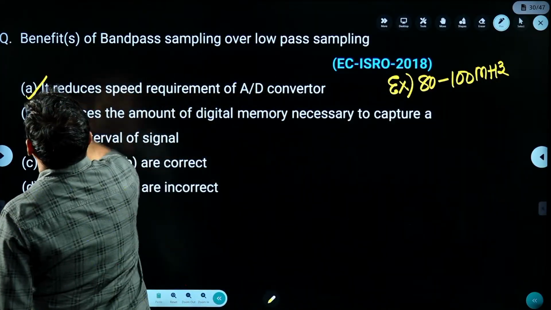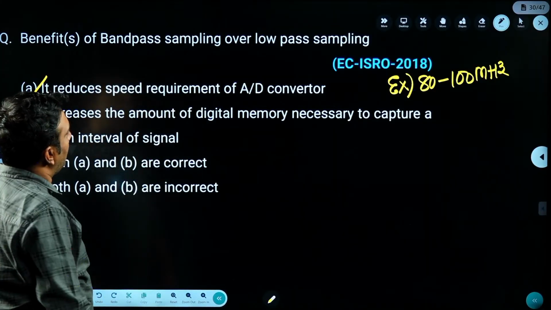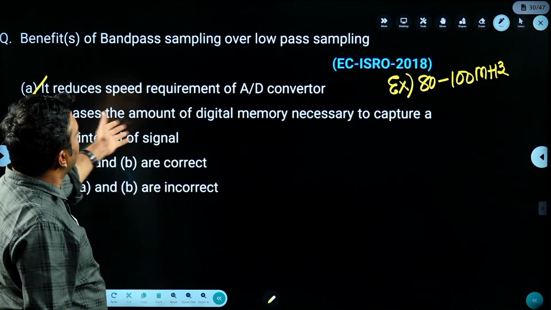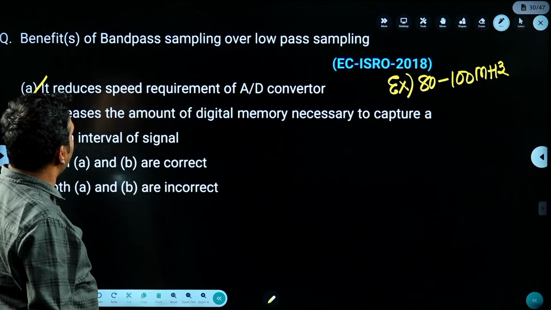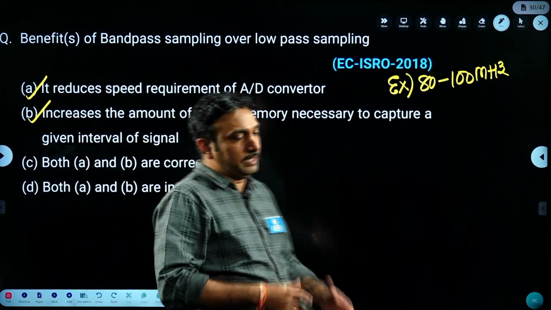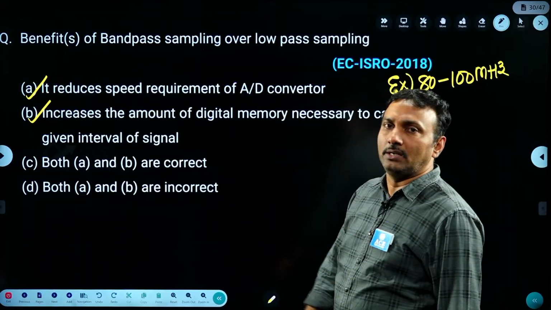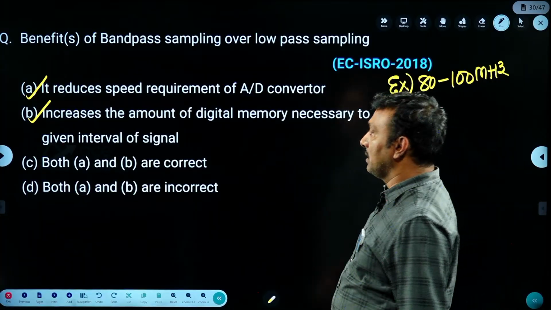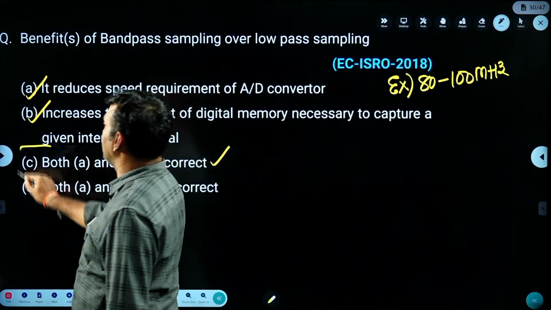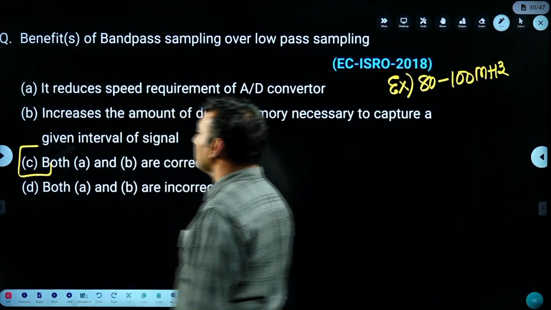So both the statements are true here. It reduces the speed requirement of the A to D converter because it is reducing the sampling rate. It increases the amount of digital memory necessary to capture a given interval of signal. You are not picking the entire signal, you want to pick a certain portion. So it increases the amount of digital memory. Both options are correct, which means option C is the correct answer. Option C is the correct answer.